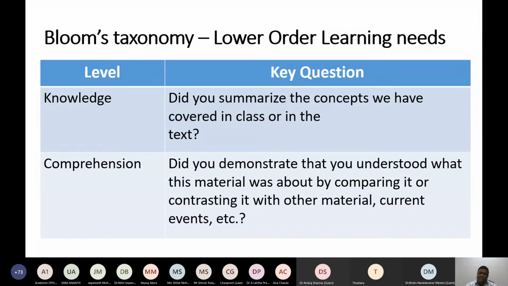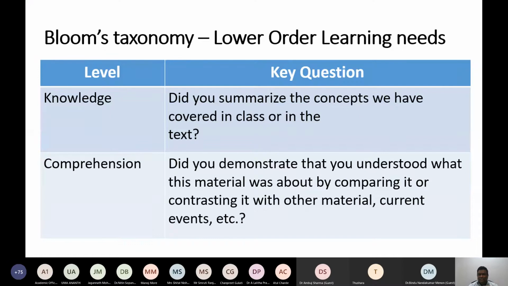The next level is comprehension. If you ask him, can you explain the theory? Then if he explains physiological needs has got food, shelter, then after that safety, and if he explains all that, then we can say the student has comprehended, he has understood the theory. These are lower order learning needs, right?